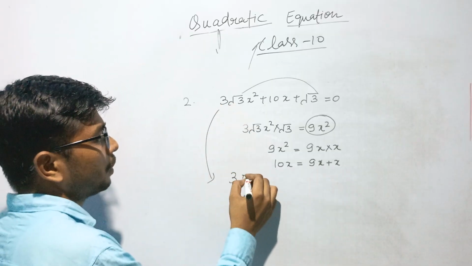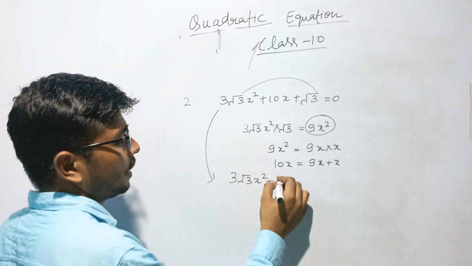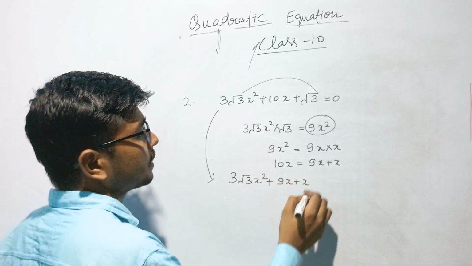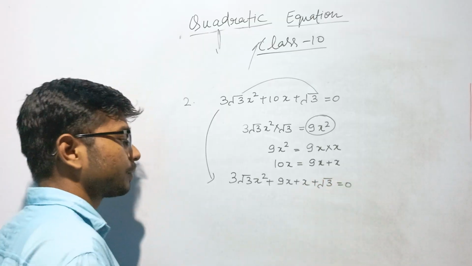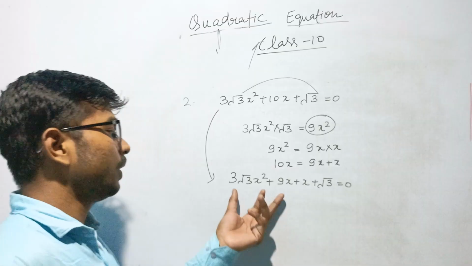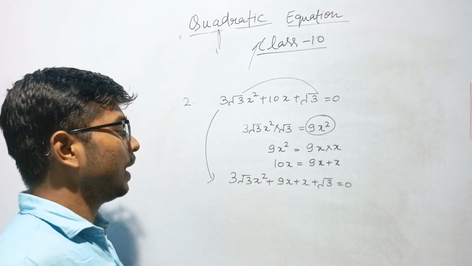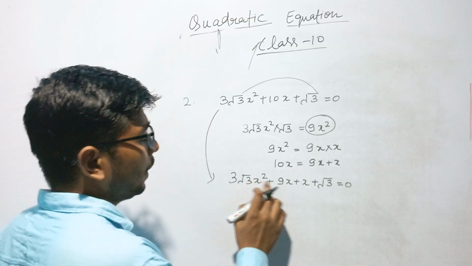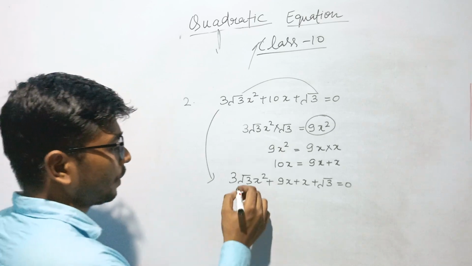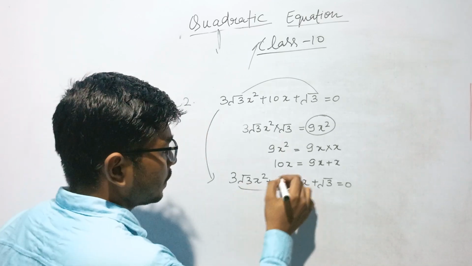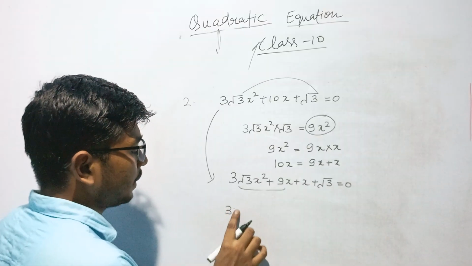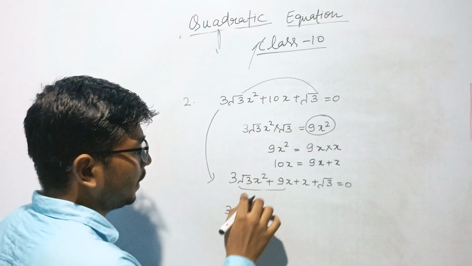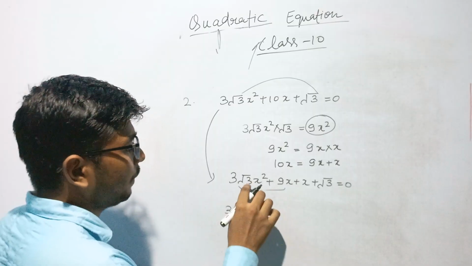So 3√3 x² + 9x + x + √3 = 0. Now from here we can take x common, and also we can take a common factor from the other terms. Okay, let's see what we can take common. So if you take common 3 and x, inside the bracket there is x. We will see about this.